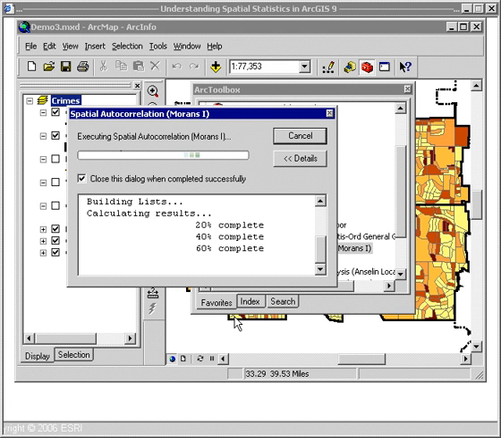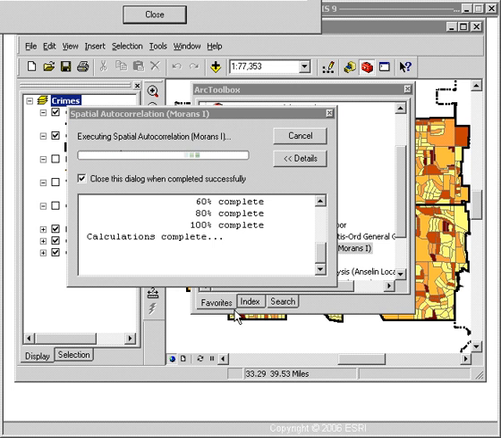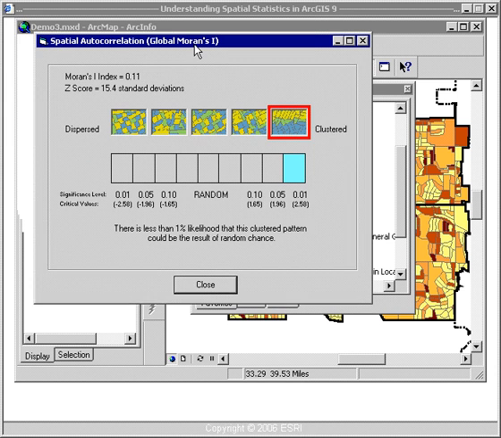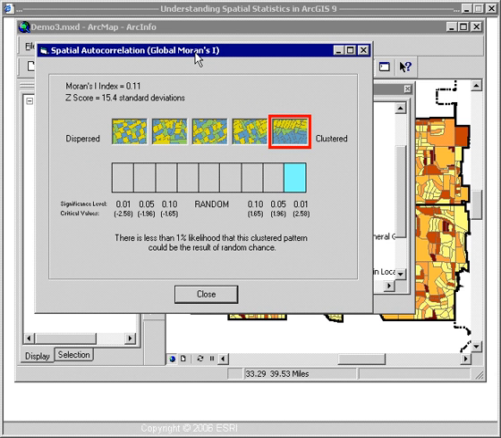So it looks like we're just about done processing. It's calculating our results for us, and it's going to open for us the graphic that we saw earlier in the slides, the one that shows us about our clustering and our dispersion of our features. Okay, so here we have our results. Let's take a look. We definitely have clustering, and our z-score is 15.4 standard deviations. That'll be important in just a few minutes. And it's significant at the 0.01 level. This is good. I'm going to close the graphic.